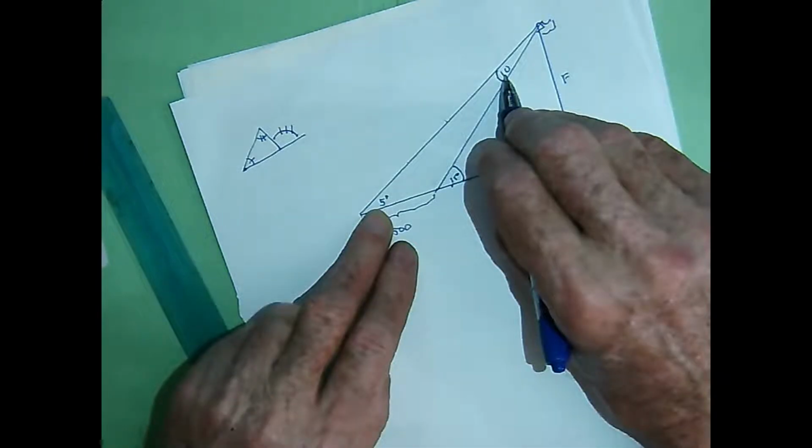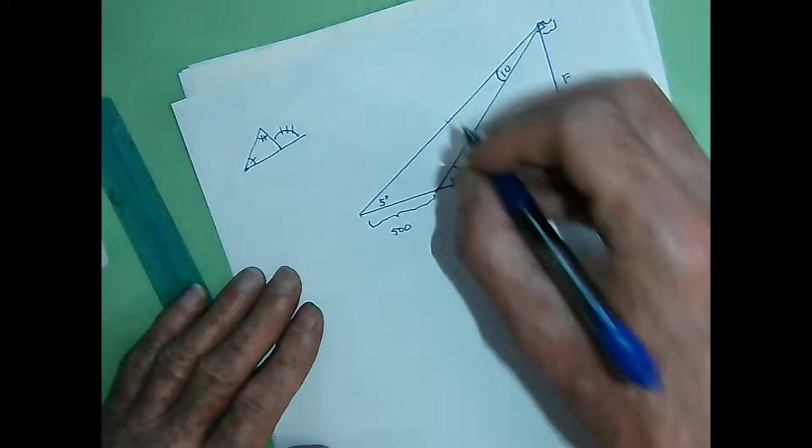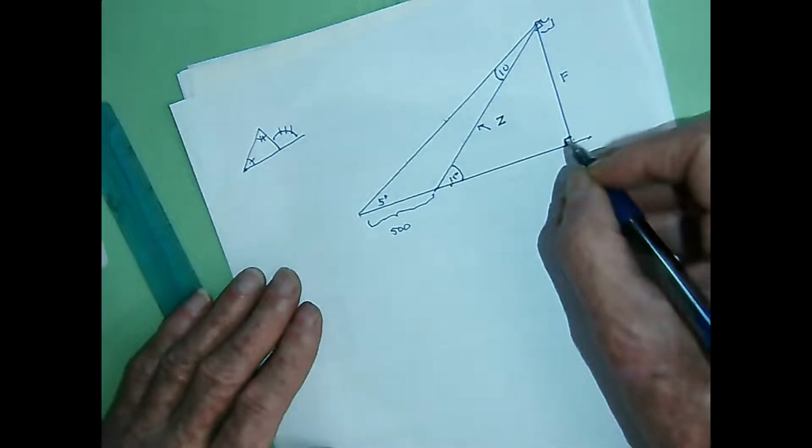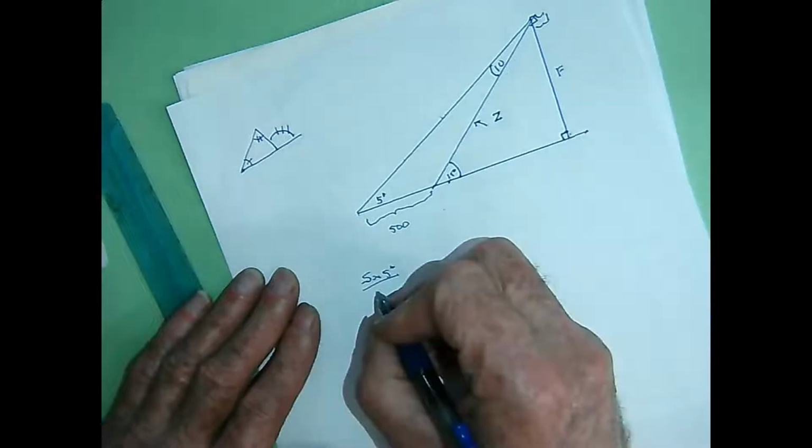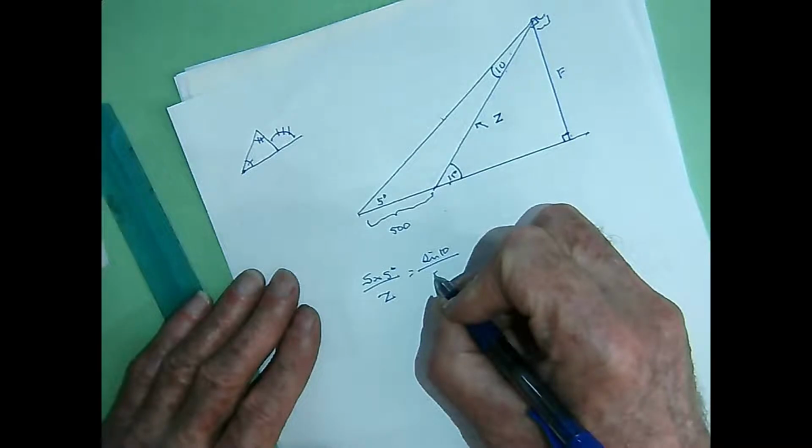But now look what I can do. I'm going to get this side right there. I'm going to call it Z for a minute. It's not the side I want, but I can get there pretty quickly. Watch this. This flagpole is perpendicular, by the way. I'm going to use the law of sines on this little triangle. The sine of 5 degrees is to the length of the opposing side Z, as the sine of 10 degrees is to the length of its opposing side, 500.